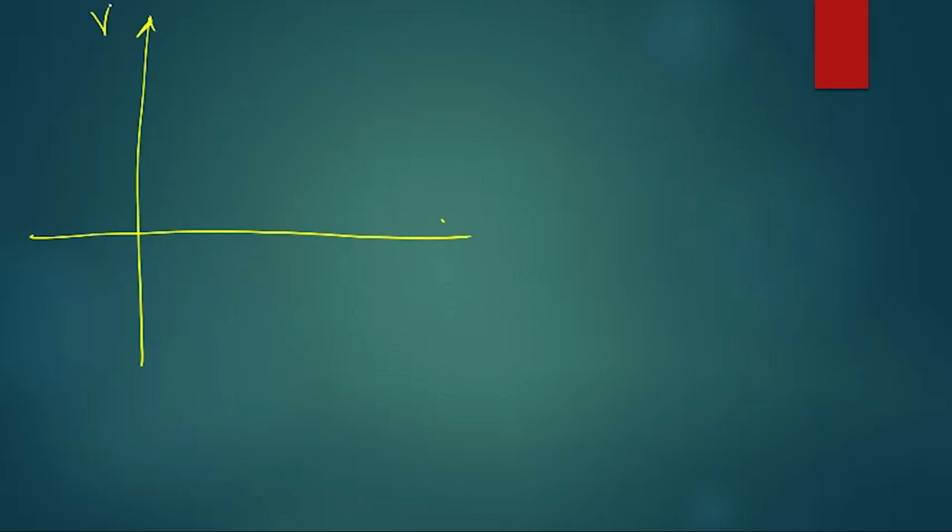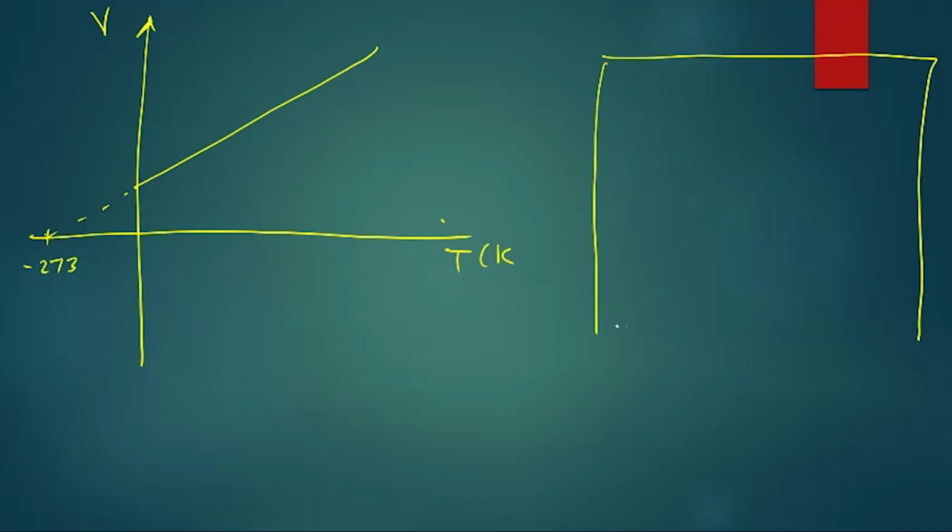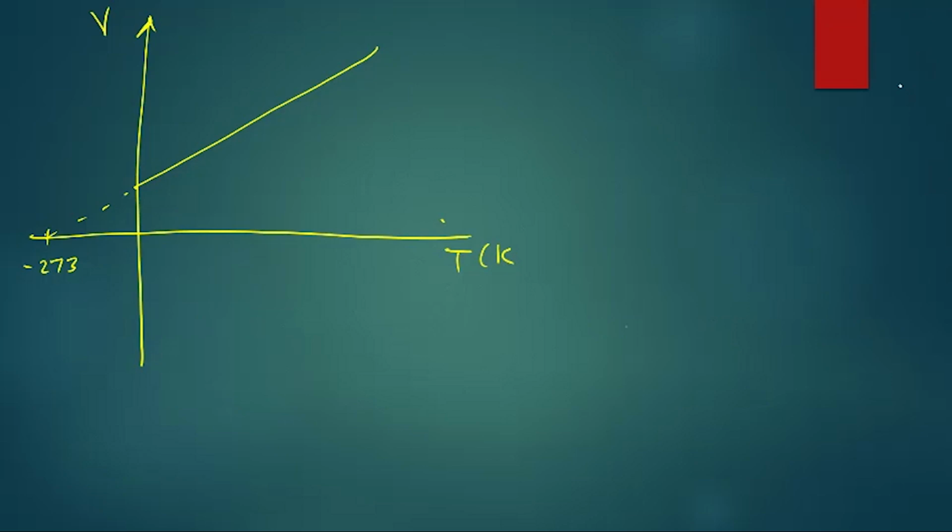This is the volume and this is the temperature in Kelvin. Then this is 273. So this is the graphical representation of Charles' law, that is volume against the temperature in Kelvin. And if you want to do a diagrammatic representation of Charles' law, you have something of this nature.